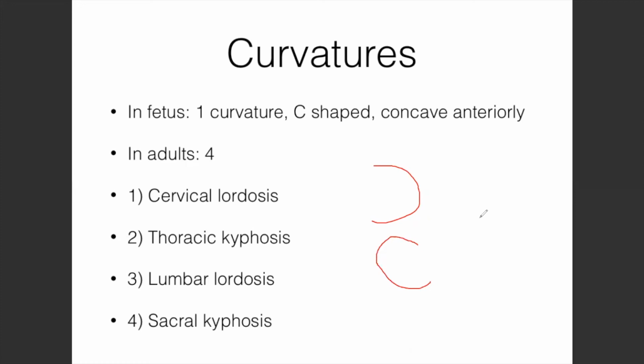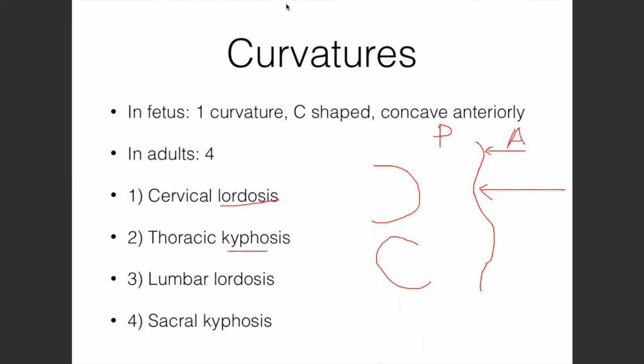So if the spinal cord were to look, it would look something like this. Okay, this would be called a lordosis. This would be called a kyphosis, assuming that this is the anterior and this is the posterior. Okay, so if it convexes anteriorly, the lordosis. And if it concaves anteriorly, the kyphosis. تمام?